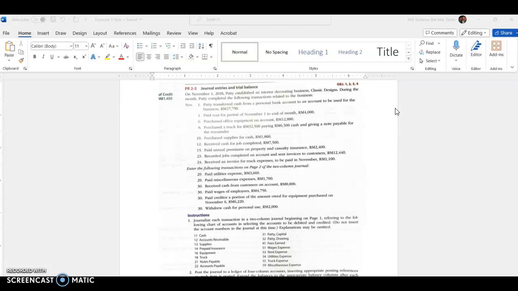journal entries. Journal entries is the first recording in the accounting system. So whenever you have transactions, the first entries into the accounting book is what we call journal entries. Okay, now, so first we're going to identify each transaction and what are the accounts that involve.